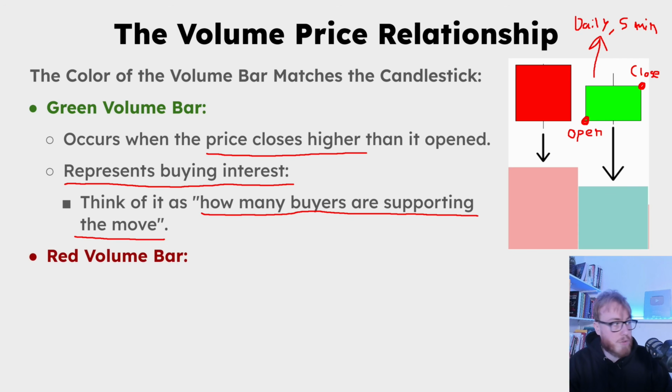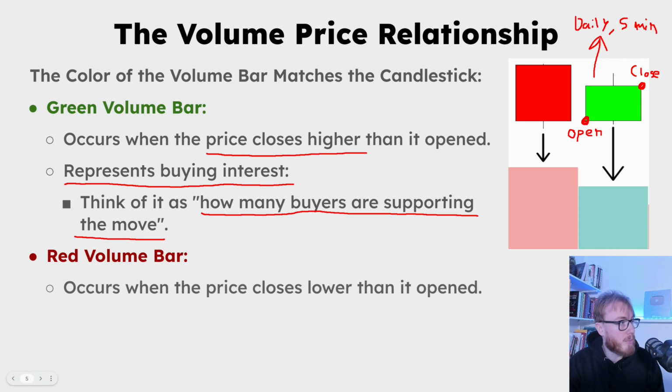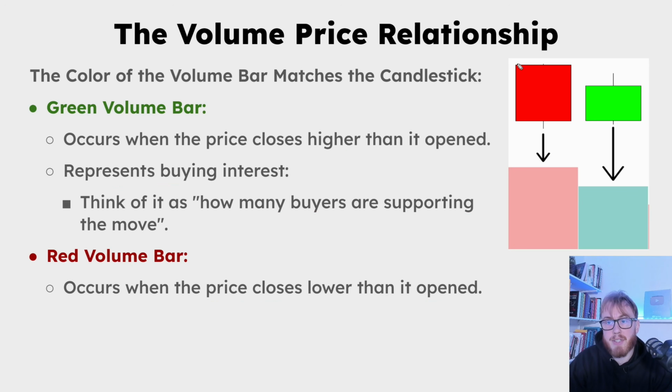And the opposite is of course true for the red volume bar. So the red volume bar occurs when the price closes lower than it opened. So as you can see for this red candle, it opened right here. So this is the open. It closed down here. So this is the close. We can clearly see that the candle closes lower than the open. And this is why both the candle and the volume bar are red.